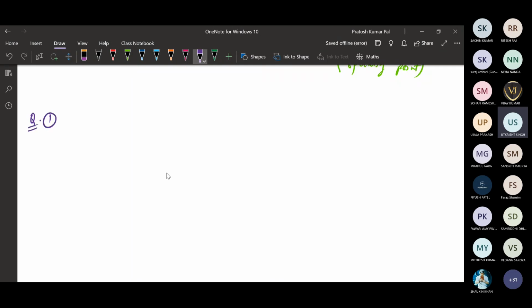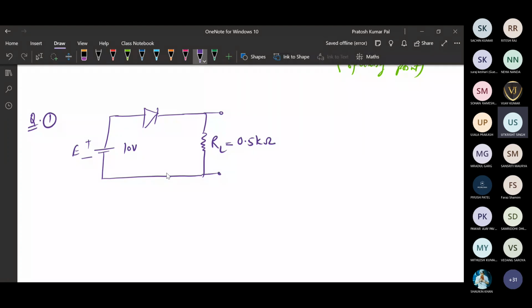So suppose we are having a diode circuit that is having a voltage. Suppose this voltage is coming out to be 10 volt, and we are having a diode that is connected with a resistor, that is a resistive load. This RL value is 0.5 kilo ohm. This is the output voltage.